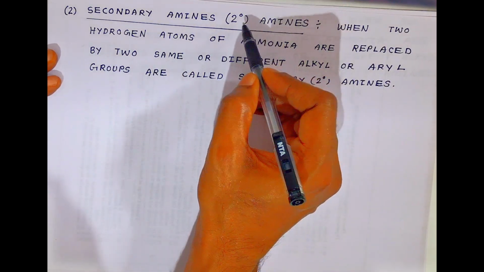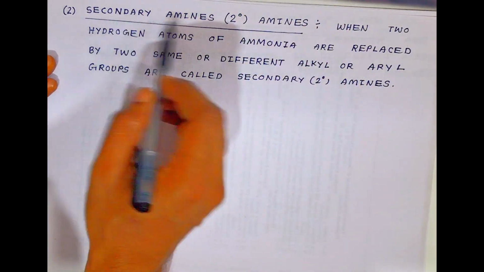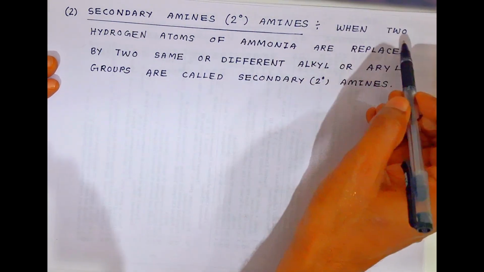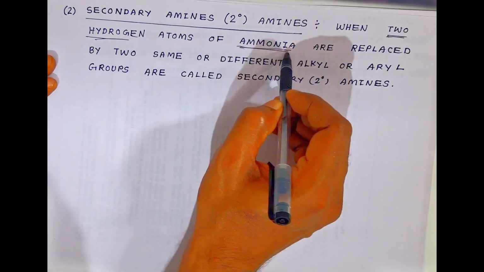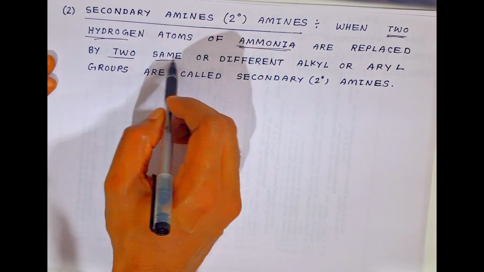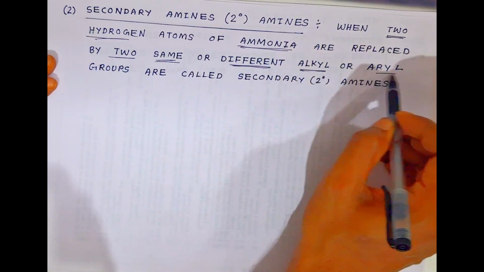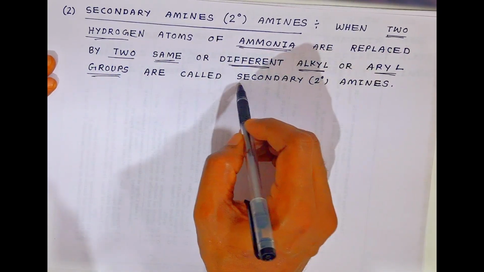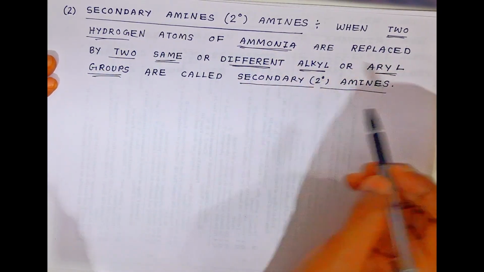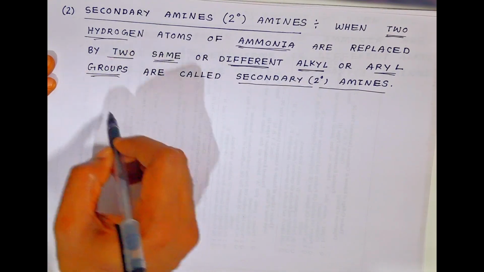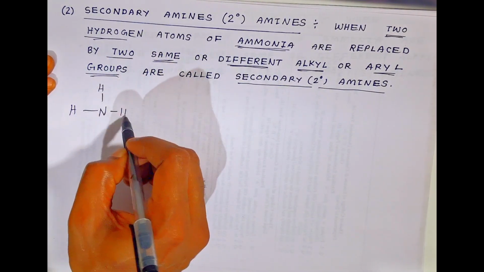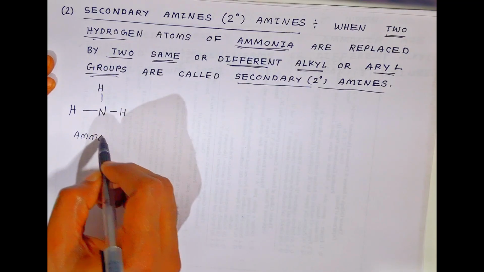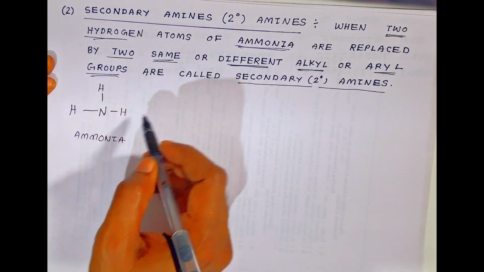Secondary amines, that we also call second degree amines. Secondary amines are also called second degree amines when two hydrogen atoms of ammonia are replaced by 2 same or different alkyl or aryl groups. Understand, students? So here, students, you can explain like this. This is nitrogen having 3 hydrogen, so we call it ammonia. If nitrogen has 3 hydrogen, we call it ammonia.